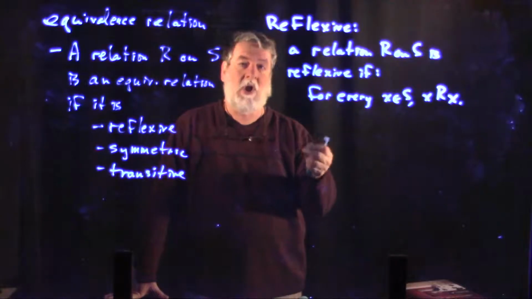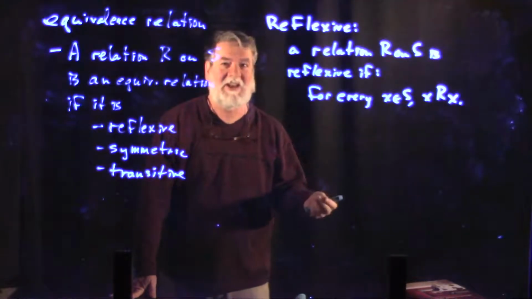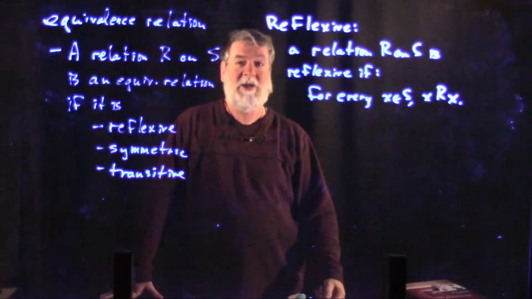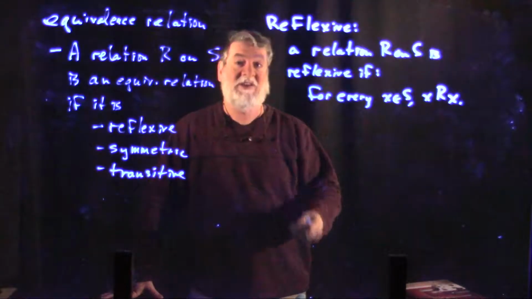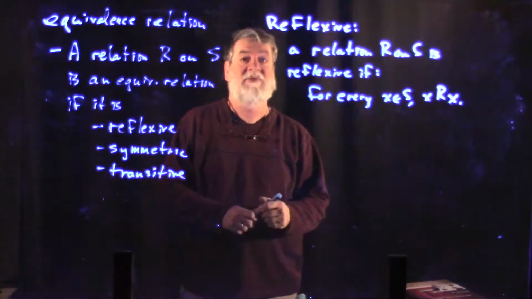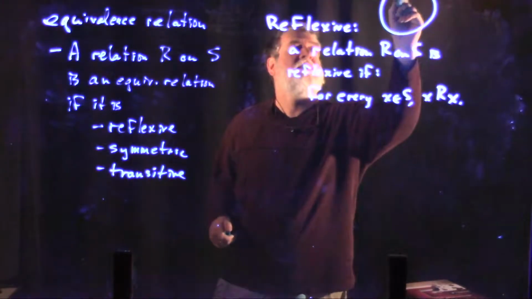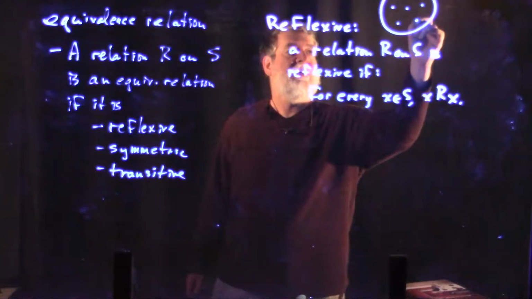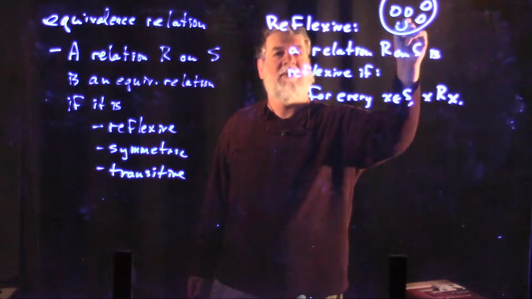If something's always related to itself, no matter what it is, then your relation, I'm sorry, it doesn't make it an equivalence relation, it makes it reflexive. Your relation is a reflexive relation because every individual thing is related to itself. In terms of pictures, if I drew a single set and then I had arrows from thing to thing within the set, being a reflexive relation means that every single thing would have a loop relating itself to itself.